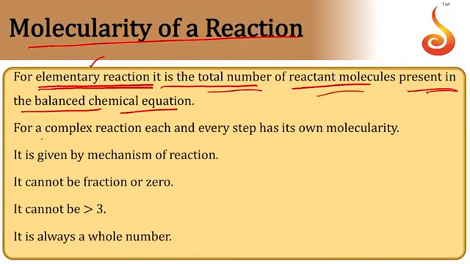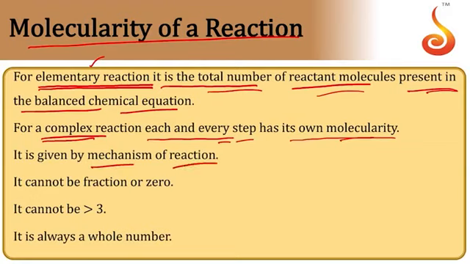When it comes to a complex reaction, meaning a reaction taking place in more than one step, it is called a complex reaction. In the case of a complex reaction, each and every single step has its own molecularity, because there are multiple steps in it. And it is given by the mechanism of the reaction.